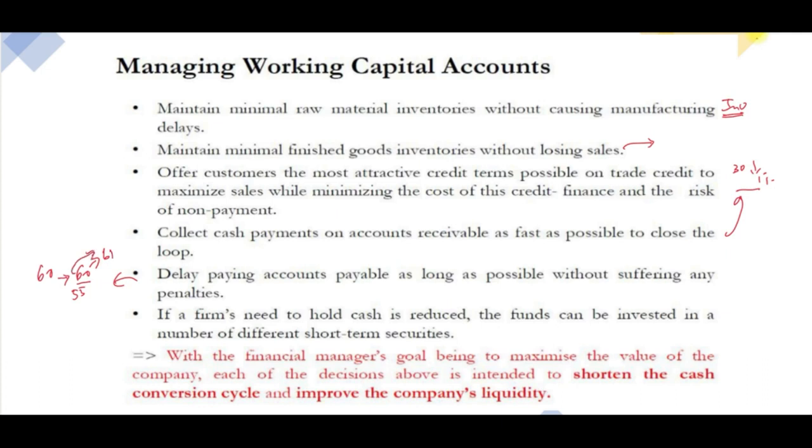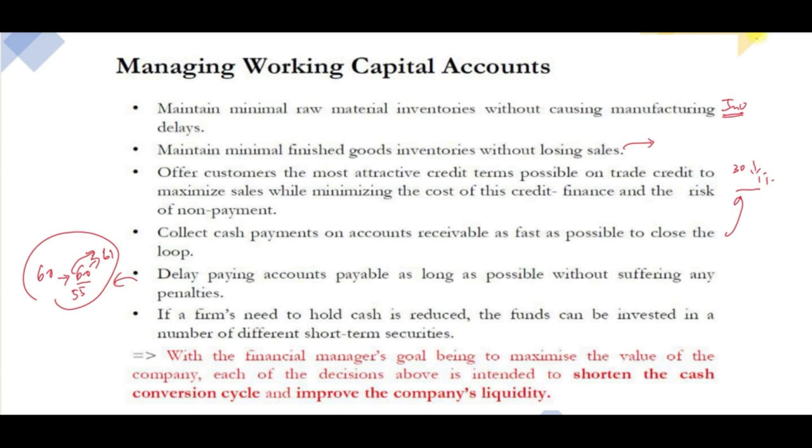Okay, if a firm's need to hold cash is reduced, it means that the company is holding less cash, and the funds can be invested in a number of different short-term securities. So this way, if we maintain a lower level of inventories, we are very quick in getting our accounts receivable, and we are very late in paying the funds to the suppliers, then we can save those funds and that can be invested somewhere.